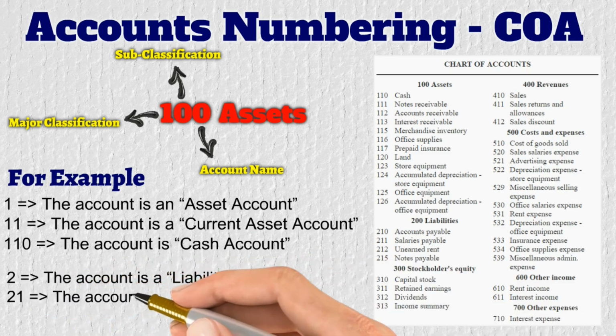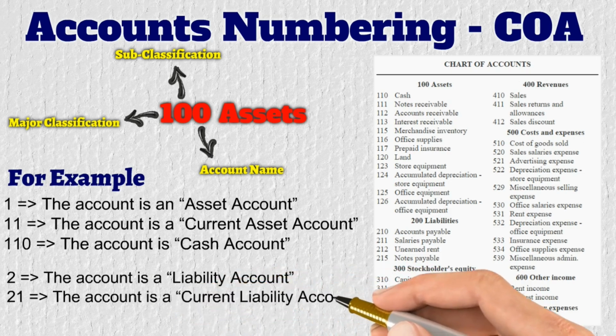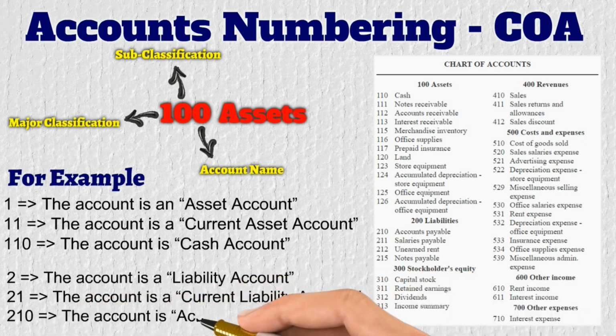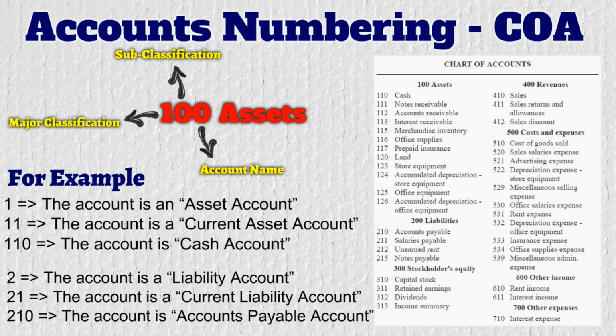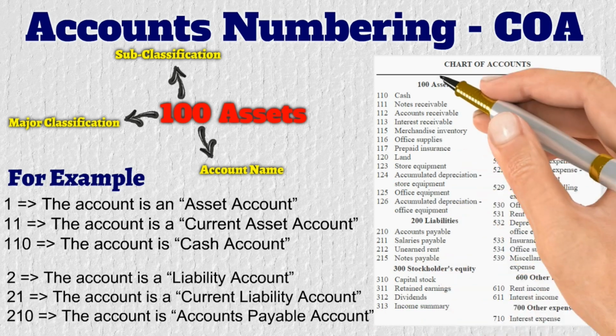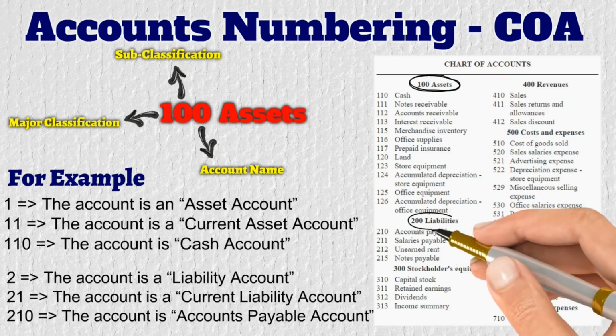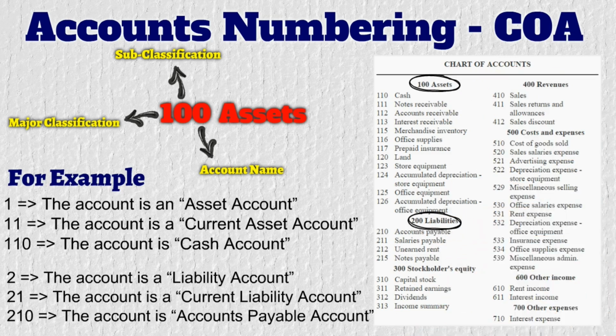But for example, for liabilities, 2 is assigned for liability account, whereas the second digit, that is 1, is for current liabilities. So 21 means the current liability accounts, and the last digit, for example, 0 represents the type of the account or the name of the account. For example, 210 means the account is a current liability account, and the account is the accounts payable account. Kindly note that there are gaps between some account numbers. These gaps provide flexibility for adding more accounts if needed in future by the organization.